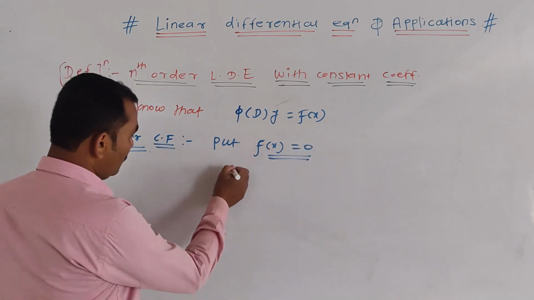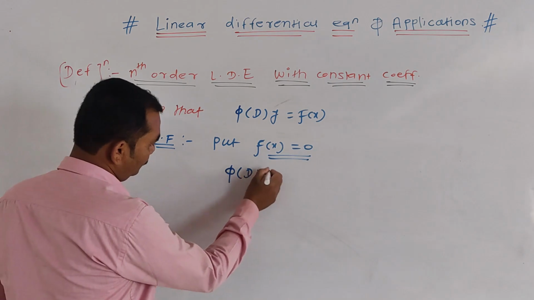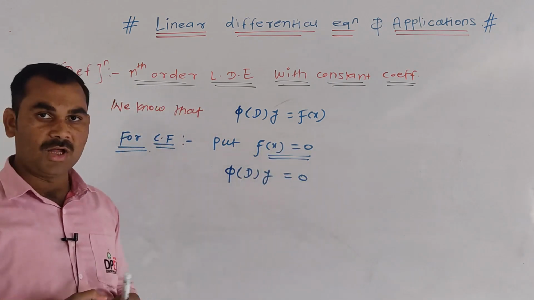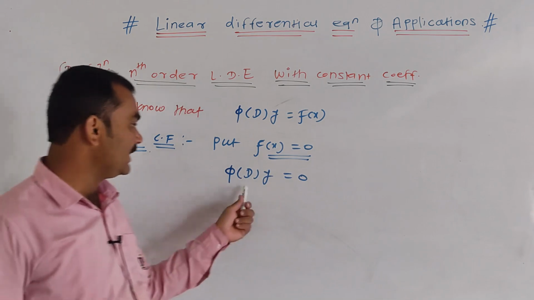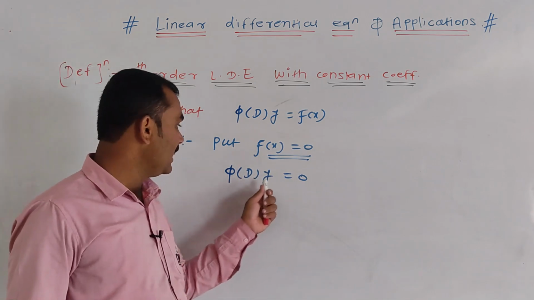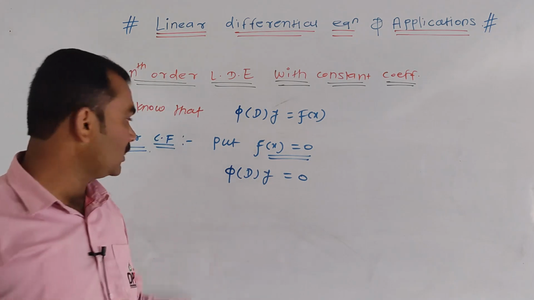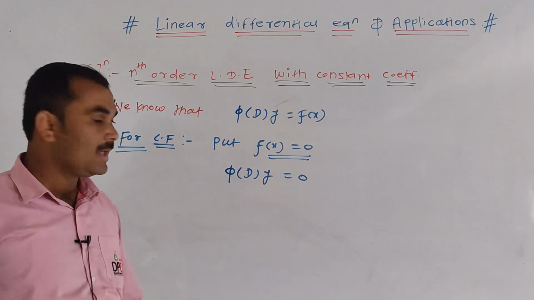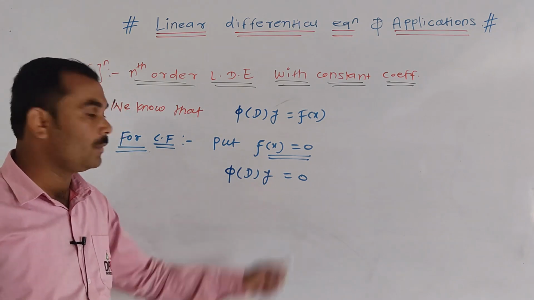So what will it become? Phi of D into y is equal to 0. Here the product of two terms, phi of D and y, is 0. One term is phi of D and another term is y. The product of these two is 0. So what does it mean? One of them is definitely 0. Either phi of D is 0 or y is 0.